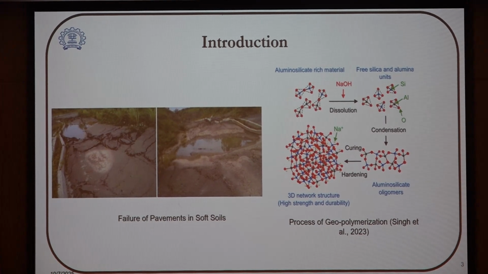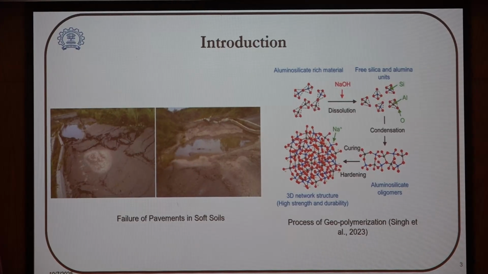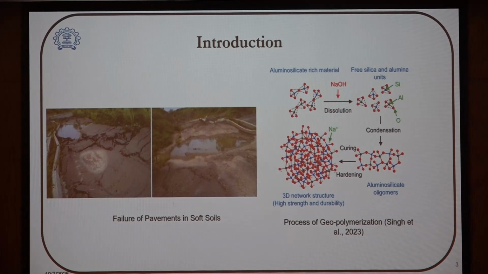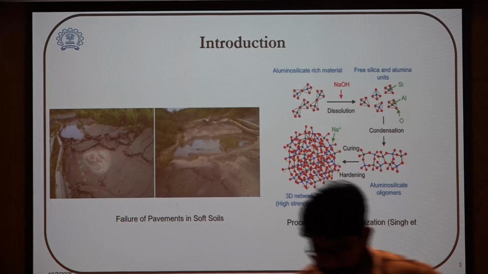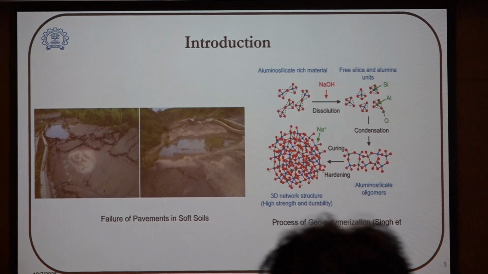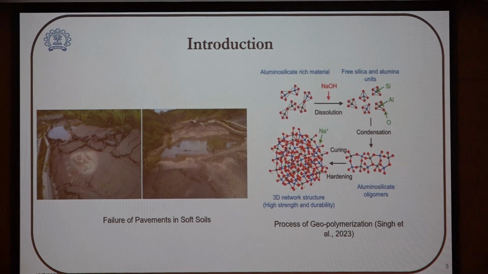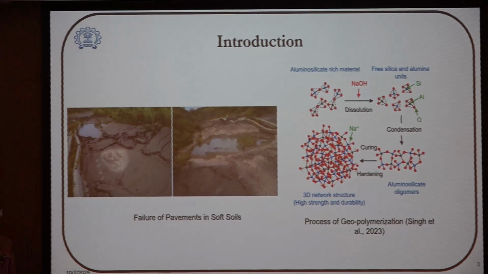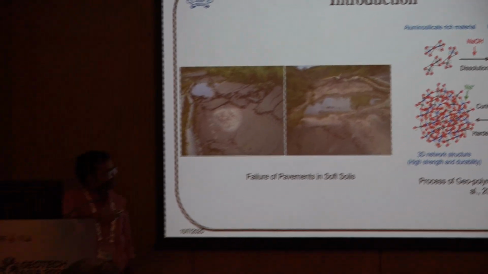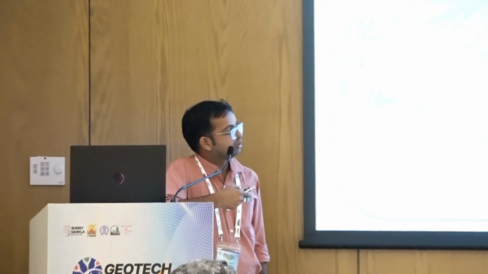The geopolymerization process is basically the dissolution of aluminosilicates from clay minerals into individual particles. Then in further steps, it forms a 3D network structure for this particular gel.